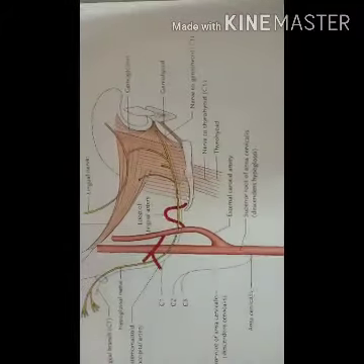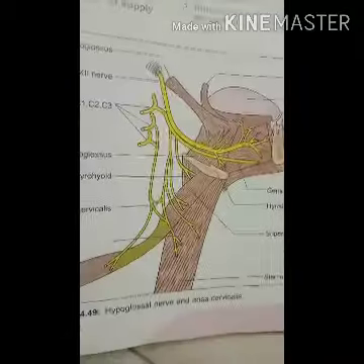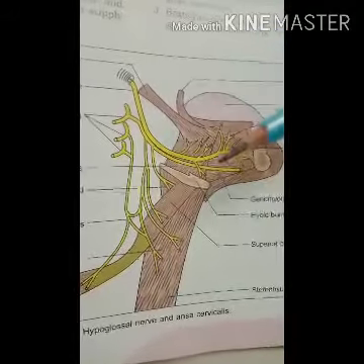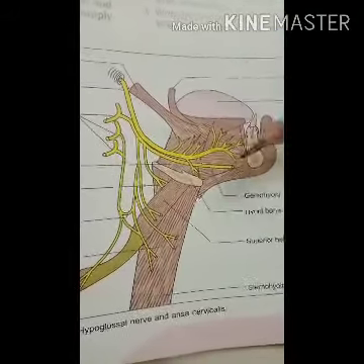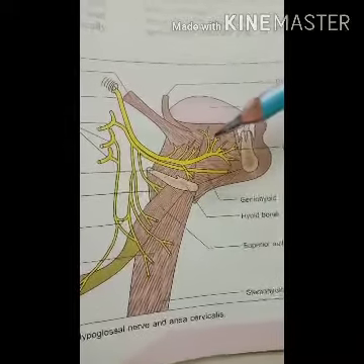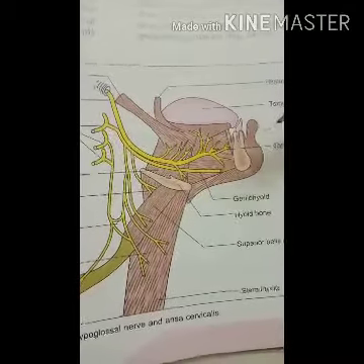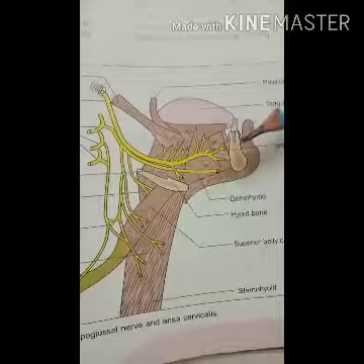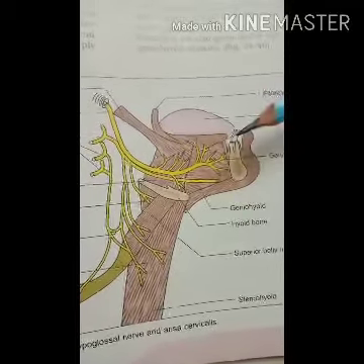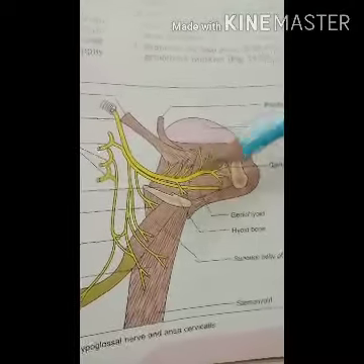Then let's see the clinical application related to the hypoglossal nerve. The first clinical point is the lesion of the hypoglossal nerve. If the hypoglossal nerve is cut on one side, there will be lower motor type paralysis of the muscles of the tongue. When the patient is asked to protrude the tongue, the tip of the tongue deviates to the paralyzed side due to the unopposed action of the muscles of the healthy side.